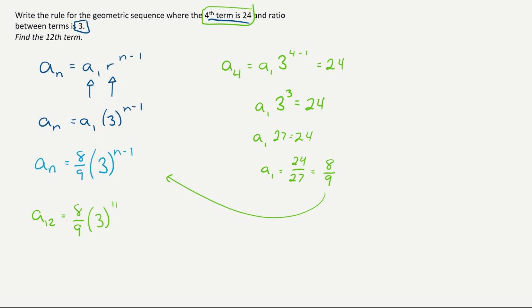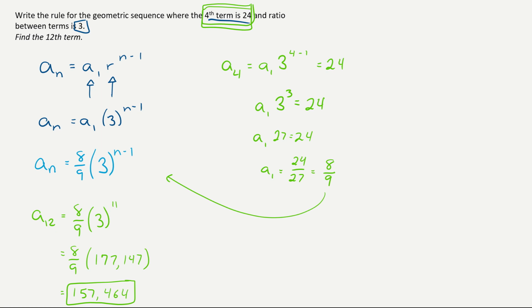3 to the 11th power, that's 177,147. And we just need to multiply that by 8/9 to see what we get. So when we do that calculation, we get that the 12th term is 157,464. Okay, so we use the information that the fourth term is 24 to help us find the first term in the sequence.